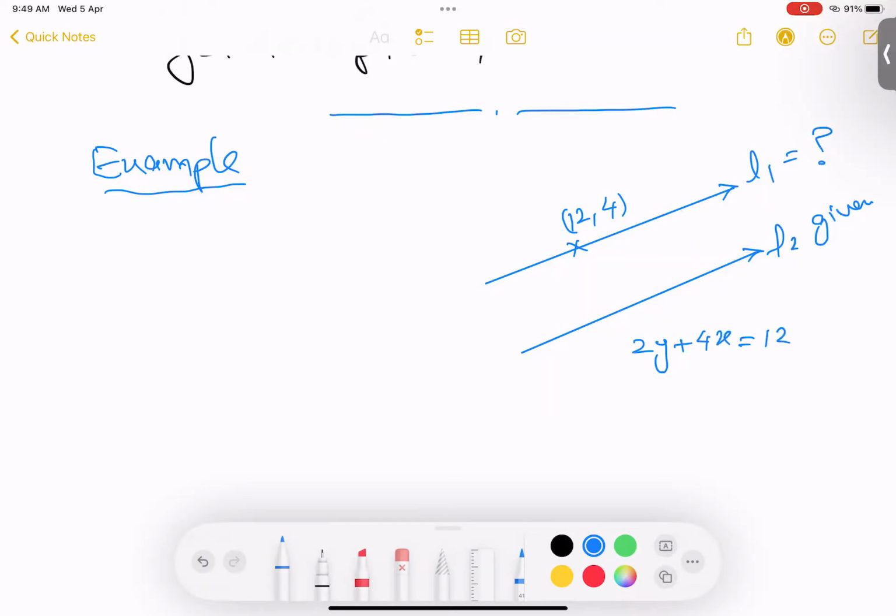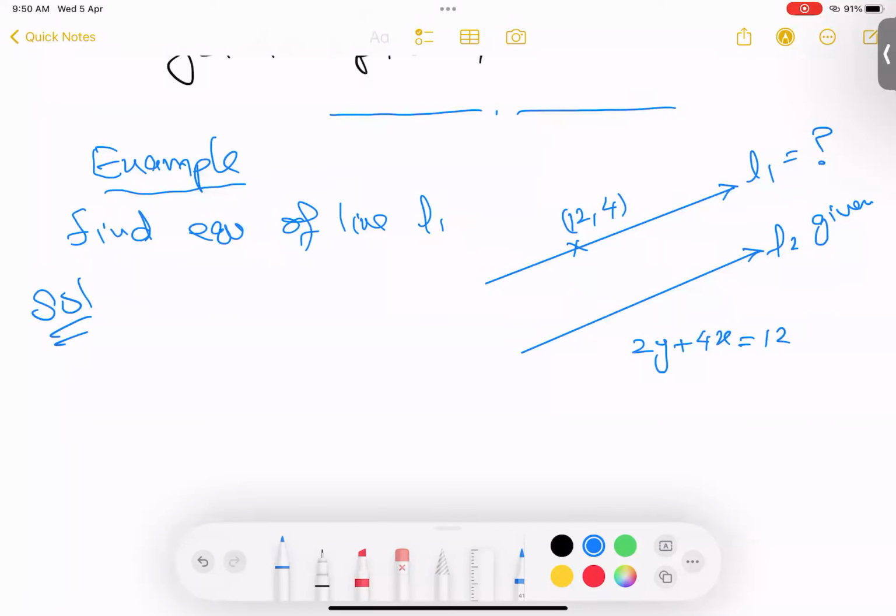I'm writing a question here: find the equation of line L1. So the solution starts from here. Bismillahirrahmanirrahim. Let's start. These kinds of questions are favorite for exam papers. Parallel line concept and perpendicular line concept.